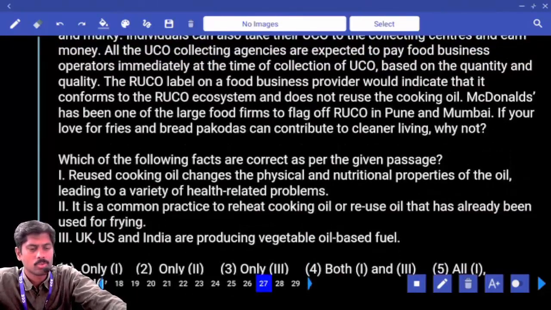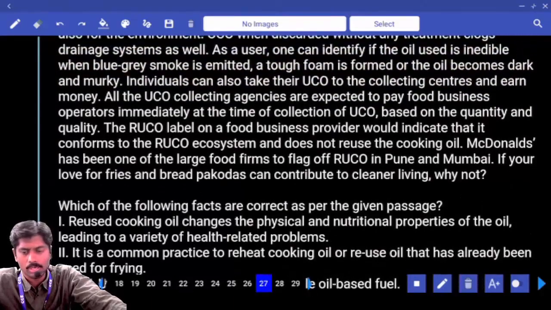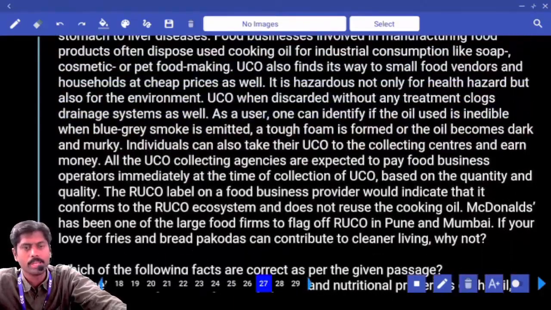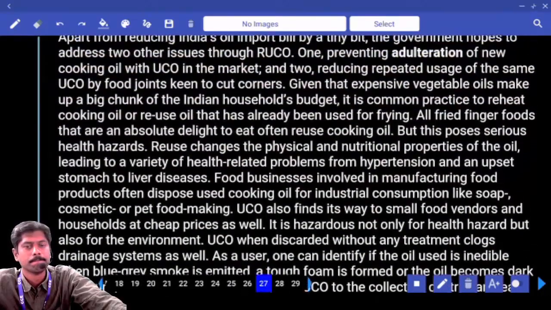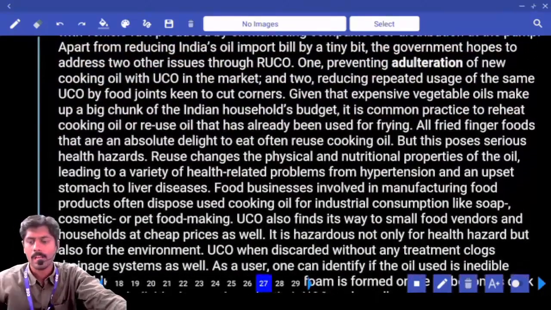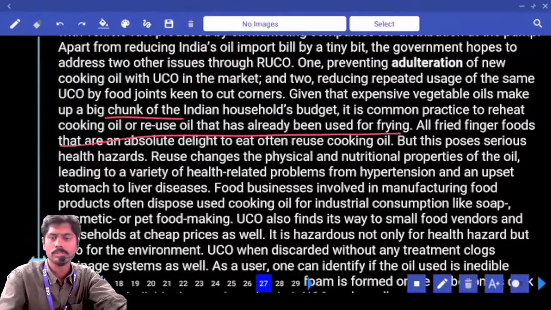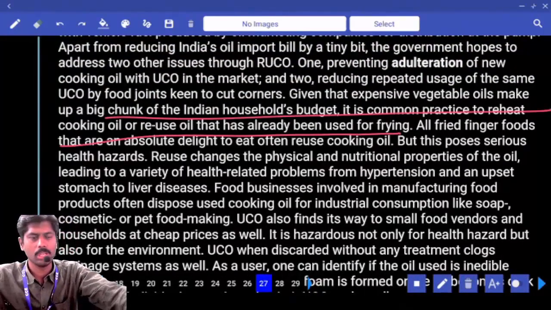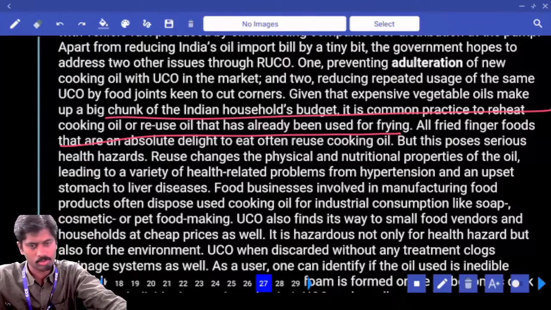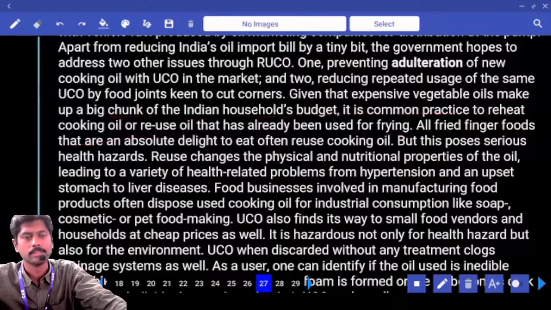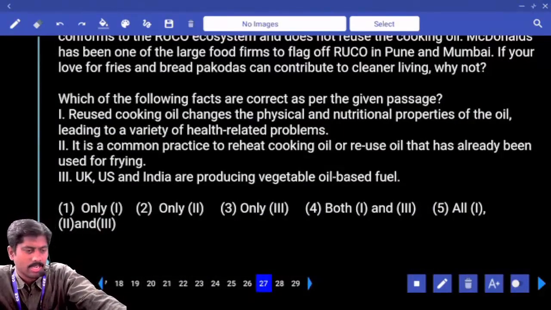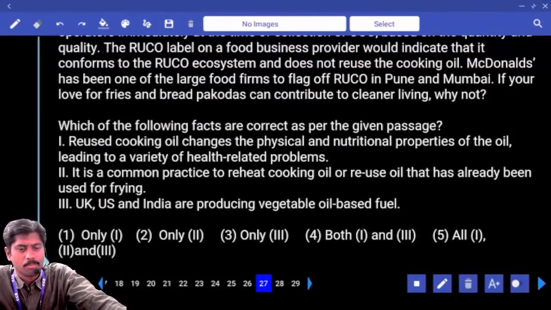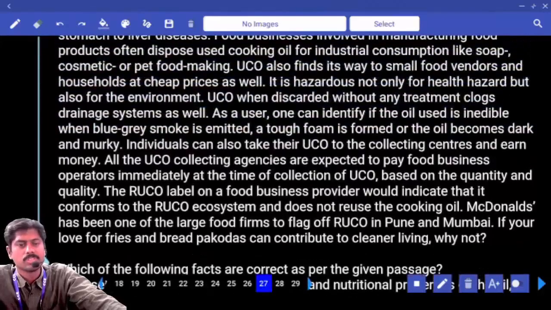It is common practice to reheat cooking oil, reuse oil that has already been used for frying. Where is that? I got this, frying. It is common practice to reheat cooking oil, reuse that has already been used for frying. Correct. And tell me last one, UK, US and India are producing vegetable oil based.